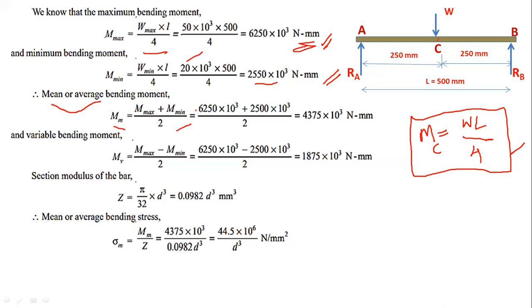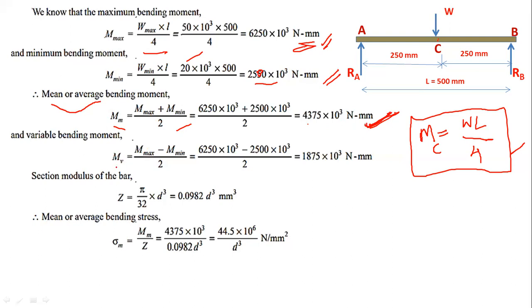Okay, so here the maximum bending moment equal to 6250 into 10 power 3, and 2500 into 10 power 3 is the minimum bending moment, divided by 2, so 4375 into 10 power 3 Newton mm is the mean or average bending moment. Okay, this one is the mean or average bending moment.